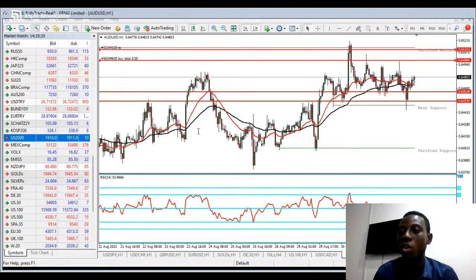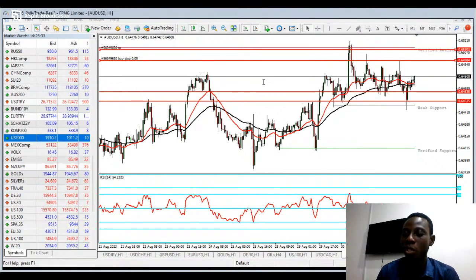Okay, good. The next one I'll be doing is my sell stop for AUD USD at 0.64638. My take profit at 0.64535.